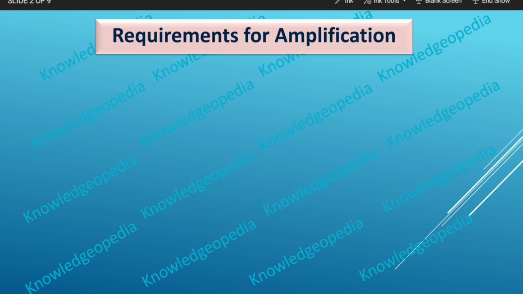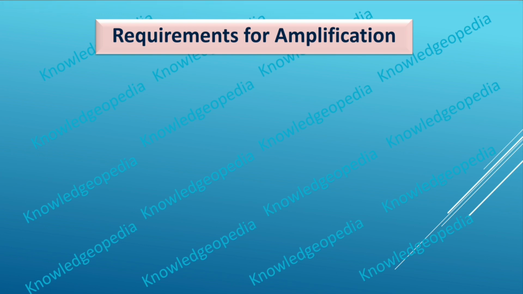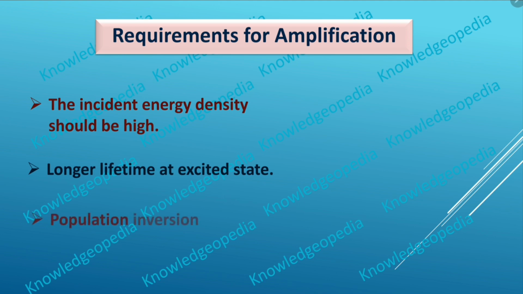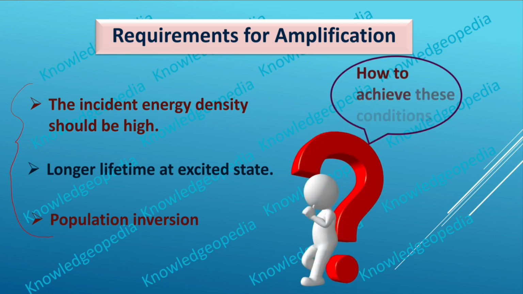Coming to our last class discussion, we have seen that the requirements for amplification are: the incident energy density should be high, the second one is a longer lifetime at the excited state, and the third one is population inversion. These are the requirements for amplification of light in case of a laser. Now, how to achieve these conditions?